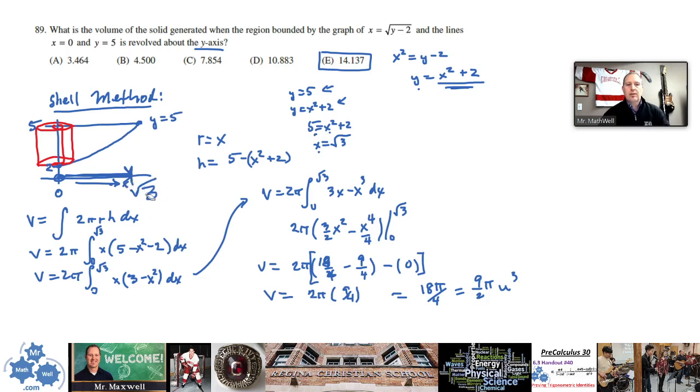Okay, so that's the only extra thing you've got to find doing the shell method for this one. But your integral is going to be in the x direction because we've got dx. We're going to go from 0 to this intersection point, and that's going to be root 3. So we simplify this a little bit. I'm going to multiply things out, take the antiderivative, and evaluate. And you should get simplified to 9 pi over 2 units cubed, which in decimal form is 14.137.